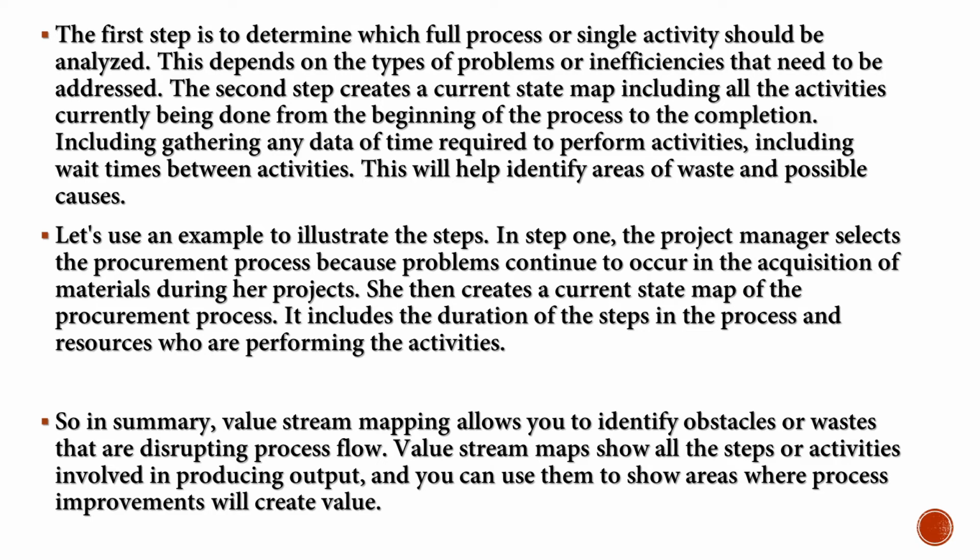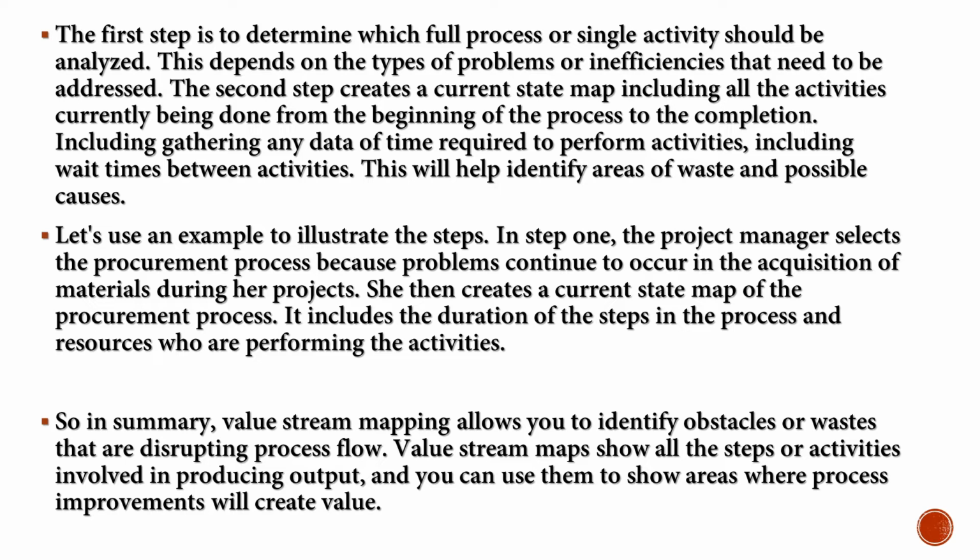The first step is to determine which full process or single activity should be analyzed. This depends on the types of problems or inefficiencies that need to be addressed. The second step creates a current state map including all the activities currently being done from the beginning of the process to the completion, including gathering any data of time required to perform activities, including wait times between activities. This will help identify areas of waste and possible costs.